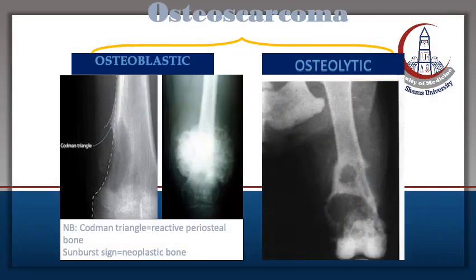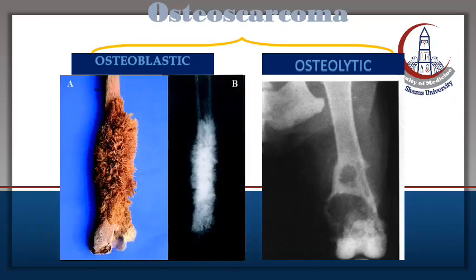Here are the radiographic features. We can see here clearly the Codman triangle. It is formed by elevation of the periosteum by the soft tissue mass, forming an angle between the periosteum and the baseline of the bone called Codman triangle.